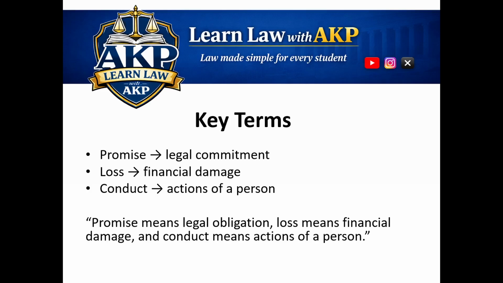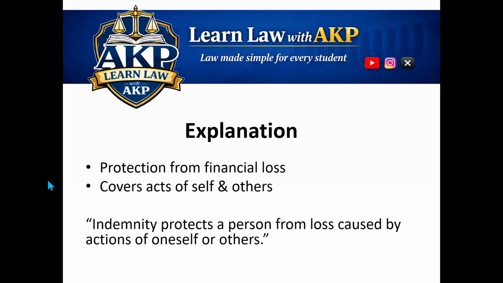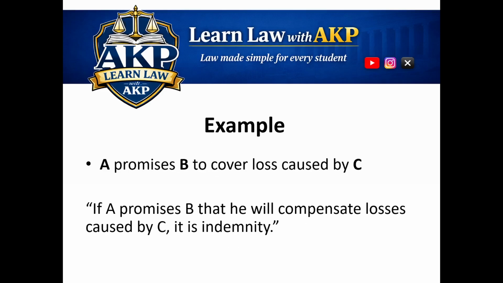Now, let's combine everything. A contract of indemnity means one person promises to protect another person from financial loss caused by actions of himself or any other person. Now, let's understand this with an example. Suppose A tells B, if C causes you any loss, I will compensate you. Here, A is taking responsibility for the actions of C. So, this becomes a contract of indemnity.